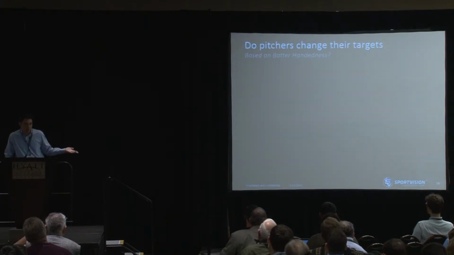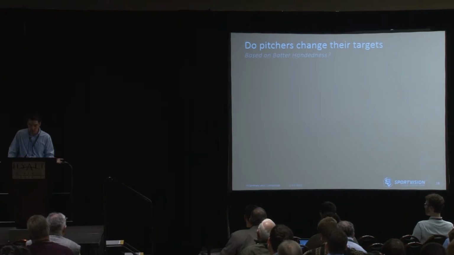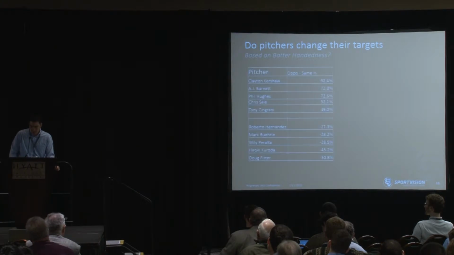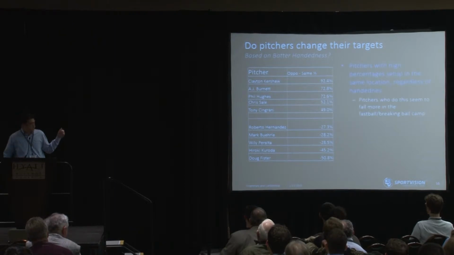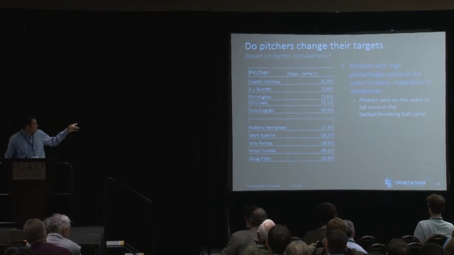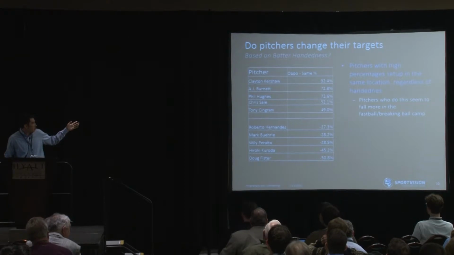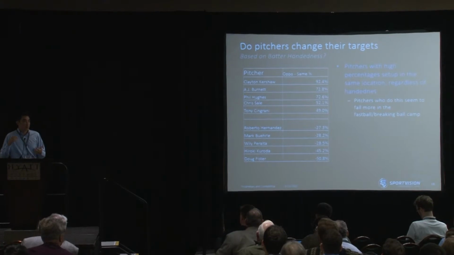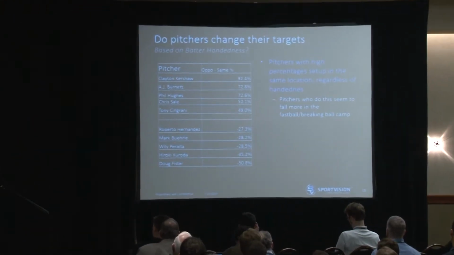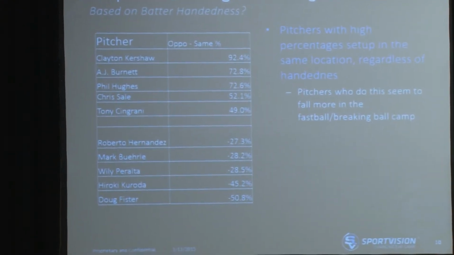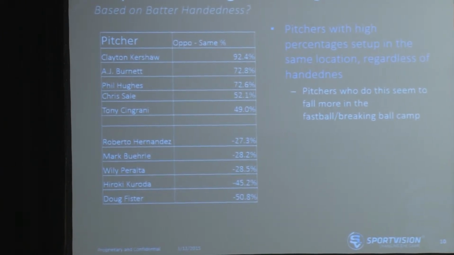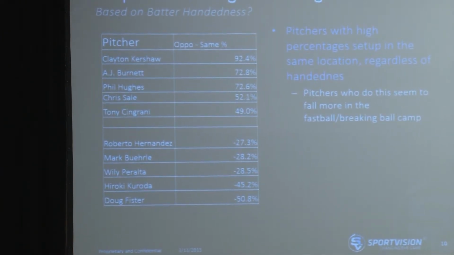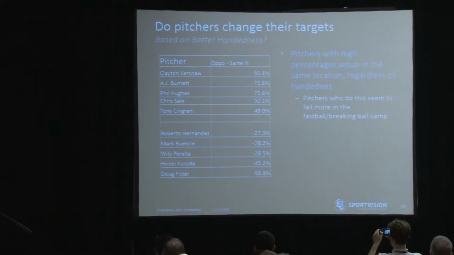So we've seen targets a little bit here. One thing that I thought would be interesting was to look at pitchers themselves individually and see if they change their targets based on batter handedness. So this chart here, a little bit of explanation. On the top here, we have the pitchers, and then we have the percentages here. So the opposite minus same. What I'm saying here is we take the percent of the time they set up inside to opposite-handed batters, and the percent of the time they set up inside to same-handed batters, and subtract the two. The idea being that, assuming they threw outside to both batters, this number would be 0.